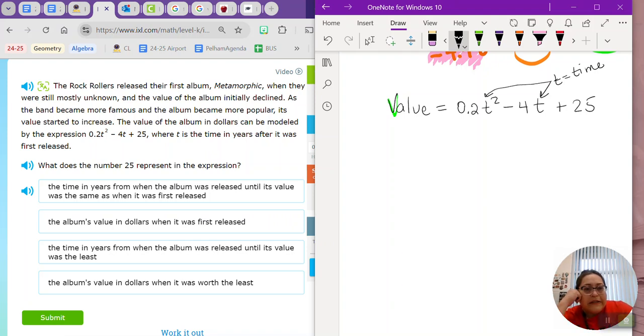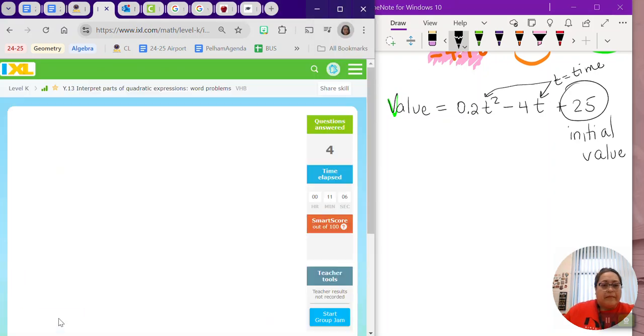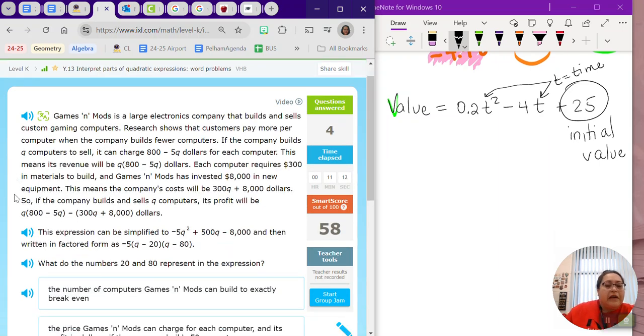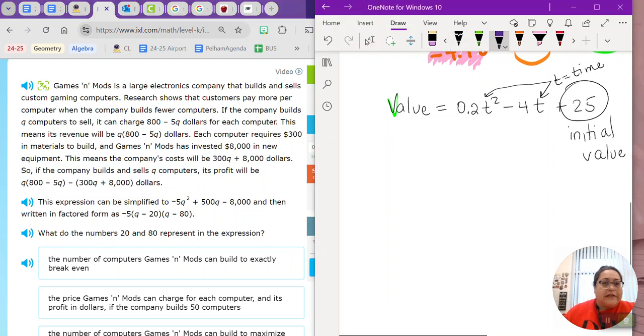Okay. What does the number 25 represent in the expression? Since it's the constant, and this is usually the initial value, wouldn't this be the initial value of the album? The constant is usually the initial value. So the album's value when it was first released. See, once you learn those tricks, that the constant in standard form is the initial value, it becomes a lot easier to apply it to real life phenomena, I guess, if I want to say it fancy.